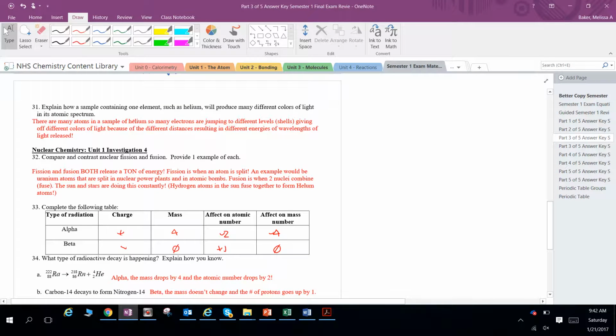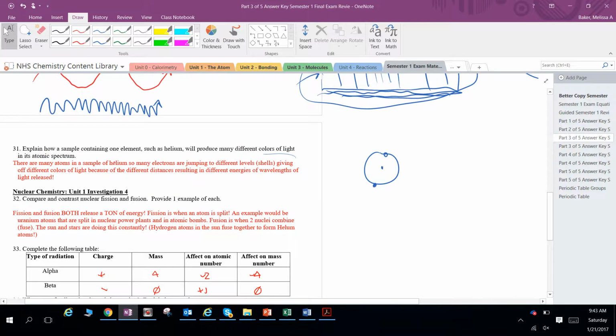How come when we had, for example, helium gas, we were looking at it through the spectroscope, why did we see so many different colors of light? Because helium only has 2 electrons. Well, there were so many millions, billions, trillions of helium atoms in that gas chamber that when we turn on the electricity, they don't always make the same jumps depending on how much energy that electron absorbs.